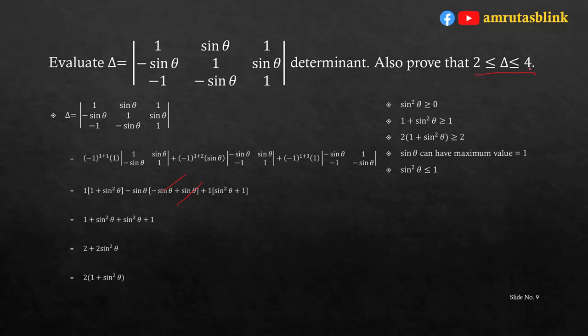So, whatever is the value of sin square theta, it will be positive, but always less than or equal to 1. Hence, 1 plus sin square theta is less than or equal to 2, that is, we can add 1 on both the sides like the previous step. That is, 2 into (1 plus sin square theta) is less than or equal to 4 by multiplying by 2 on both the sides. Hence, the upper limit of this delta is less than or equal to 4. Hence, we can say that 2 is less than or equal to delta is less than or equal to 4. Hence, it is proved.